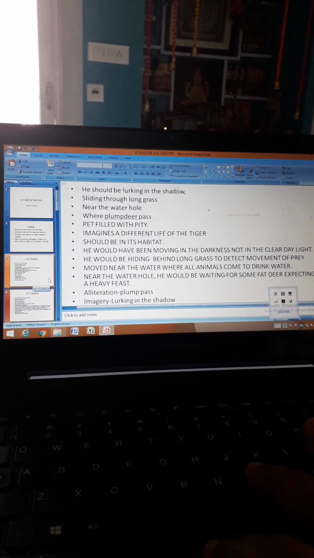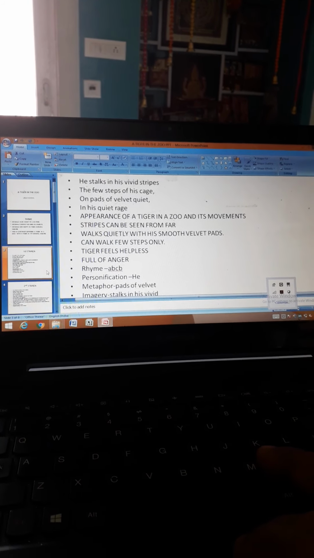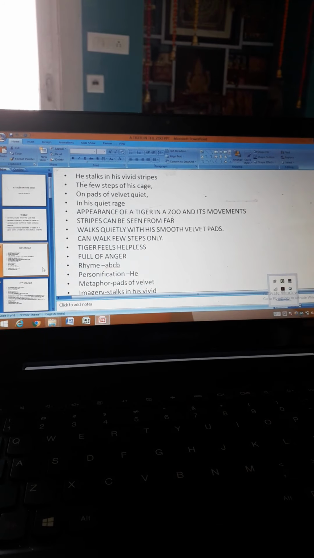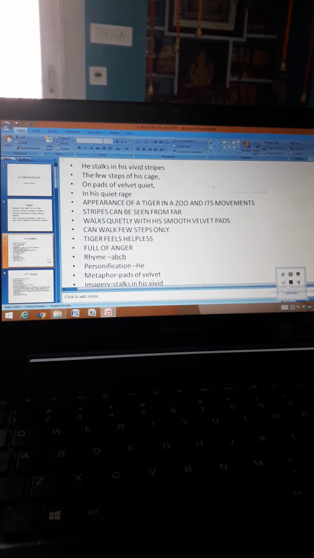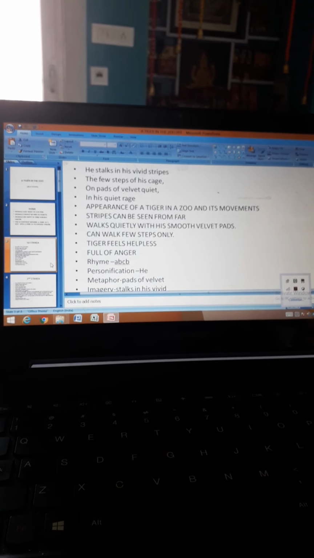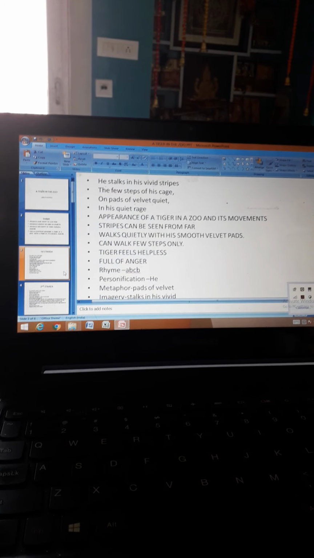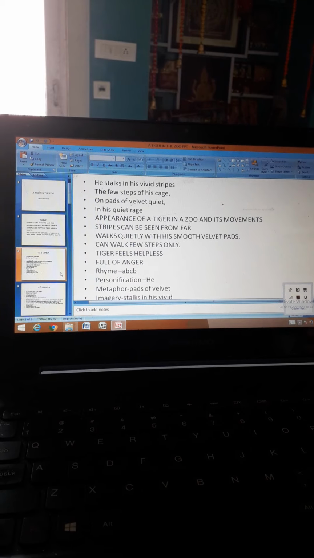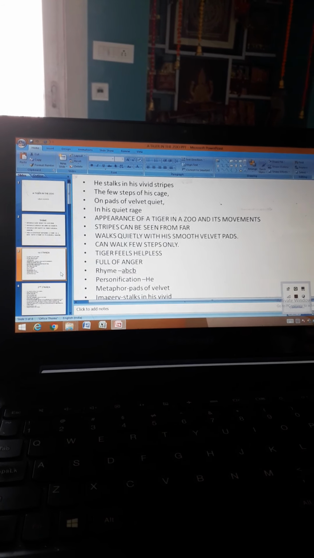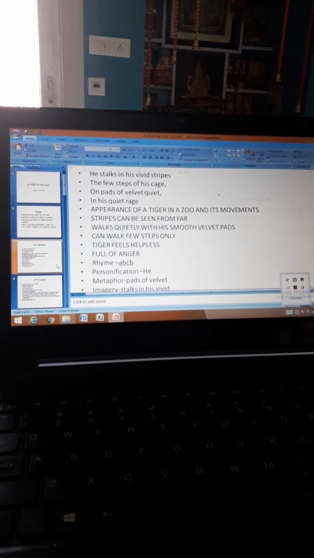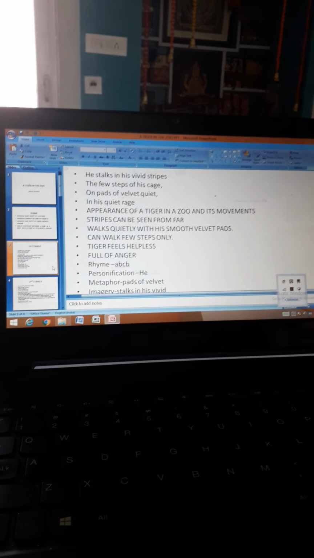Before proceeding to the next stanza, I would like to discuss the rhyme scheme. This poem has a constant rhyme scheme, that is ABCB. He stalks: the literary device will be personification, and metaphor is the pads of velvet. What do you mean by metaphor, children? It's a comparison without using as or like.